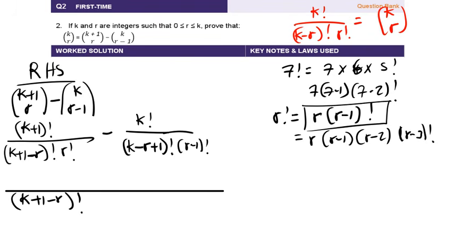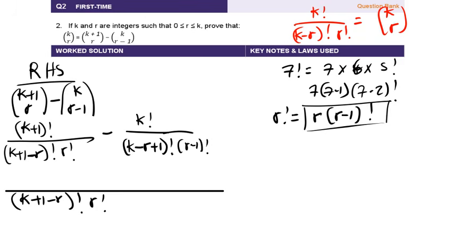Why? Because I know that I have got r minus 1 factorial. So I'll use r as my common, meaning that this r factorial, r minus 1 factorial is also there, and also r factorial is also there. Okay, so now we'll start doing this.